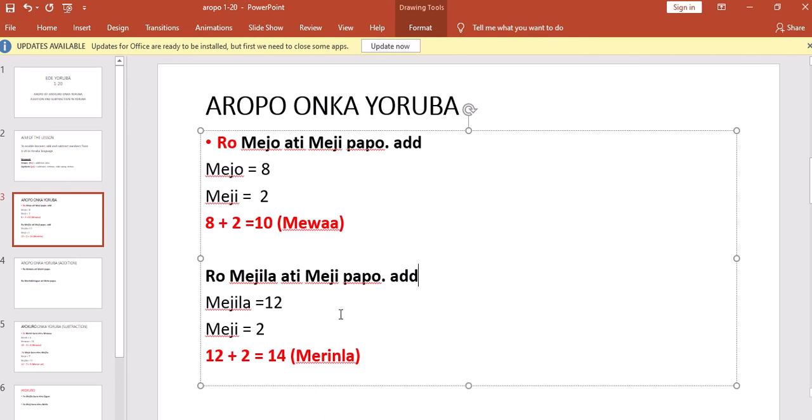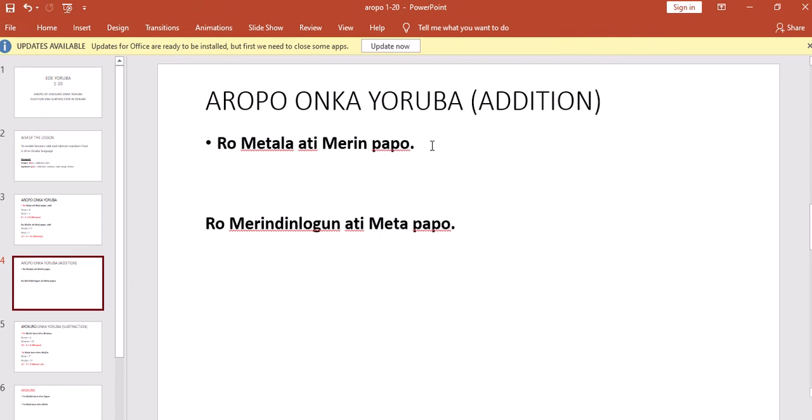What I'm trying to say is that you must write your final answers in Yoruba, because this is Yoruba language. But before you can do that, you need to understand the numbers you are dealing with. So here méjìlá túmọ̀ sí 12, méjì túmọ̀ sí 2, row means plus, that means 12 plus 2 equals 14. Okay, let's go to the next example. We're going to solve this together.